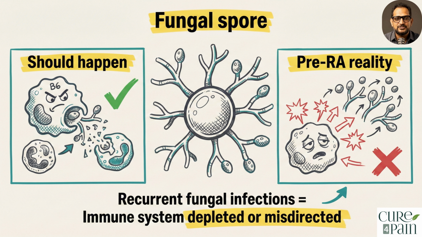Why do fungal infections appear in this timeline? Chronic fungal colonization indicates immune dysfunction. Your innate immune system, specifically neutrophils and macrophages, should clear fungal infections quickly. If you have recurrent fungal infections, it means your immune system is either depleted or misdirected. The same immune dysregulation that will eventually cause RA is already evident in your inability to clear fungal organisms.